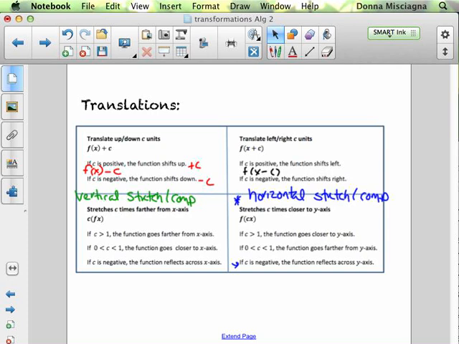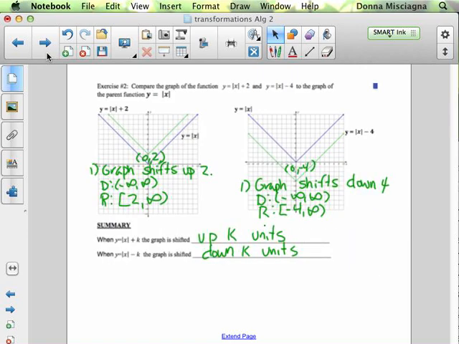We will really not deal much with the horizontal stretch and compression. So I am not going to spend any time really on that one because we're going to deal with vertical stretch and compressions. You'll see those a lot more.